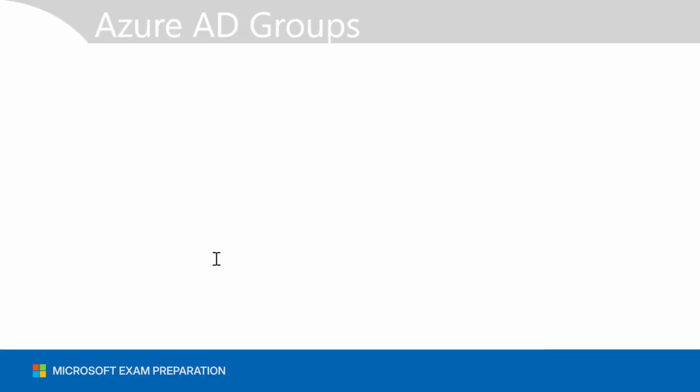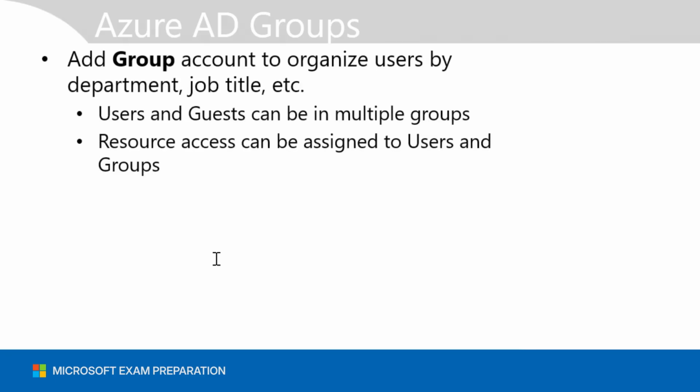Next, let's talk about groups. So groups, just like in Windows, are ways that you can organize users by department, job title, whatever the groupings are that you need. And then you can leverage that when you start assigning permissions because you can assign permissions for groups instead of users.